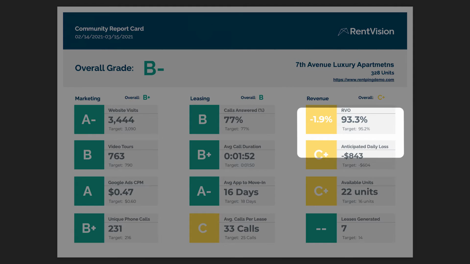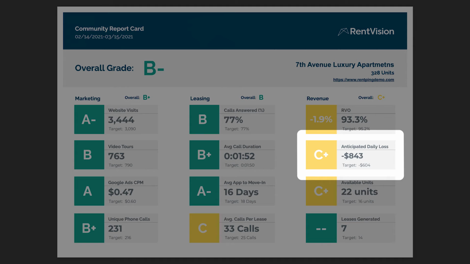And then the second metric there is anticipated daily loss. Now, each community is going to have a certain amount of vacant units throughout the year on given weeks, obviously more some weeks, less others. So there is always going to be a certain amount of vacancy loss, but helping you see what your current vacancy loss is versus your target vacancy loss helps you know how much potential there is to generate additional revenue simply by filling those vacancies.